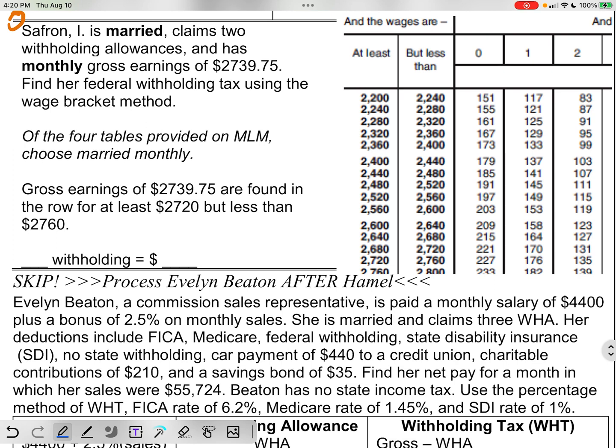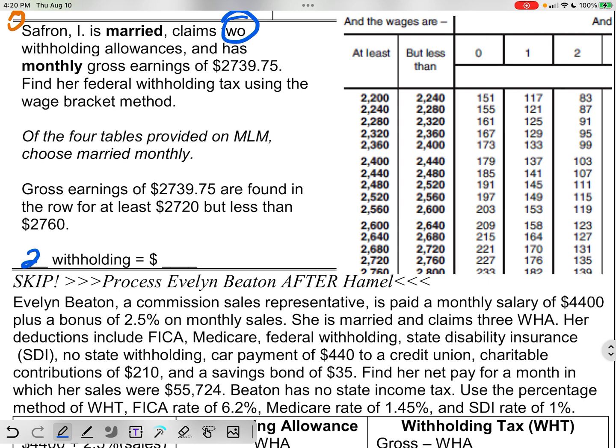Saffron is married, claims 2 withholding allowances, and has monthly gross earnings of this much. Find her federal withholding tax using the wage bracket method. Whenever you go on Pearson and you're on this homework question, it'll pop up with 4 tables. You need the one that matches married monthly, because it says that she was married and has monthly earnings.